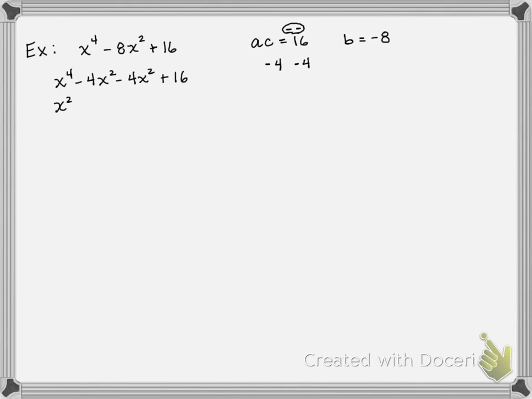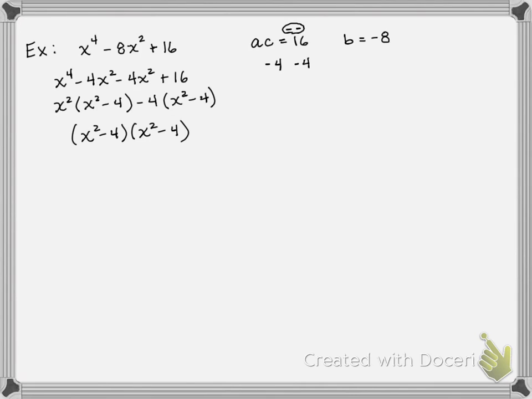So we factor out an x squared. And then we factor out a negative 4. And we get x squared minus 4 times x squared minus 4. And then we have to ask ourselves, can I factor either of those factors? Well, in this case, they happen to be the same. So if I can factor one, I can factor the other, right?